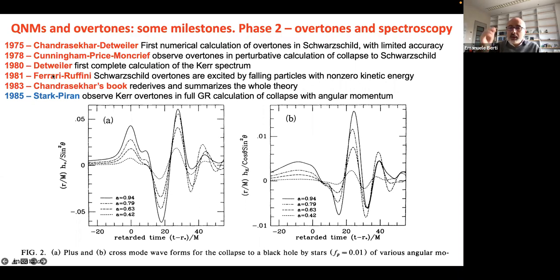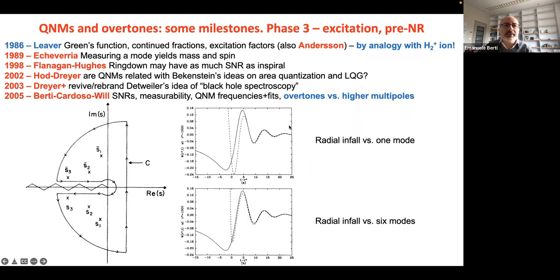For example, Ferrari and Ruffini studied ultra-relativistic infalls of particles into black holes, and they noticed that the overtones were excited. Stark and Piran in 1985, very early on, managed to simulate rotating collapse, and they found that the overtones of Kerr black holes were excited in simulations of rotating collapse. And later on, this study of excitation made a lot of progress, mainly through the work of Leaver.